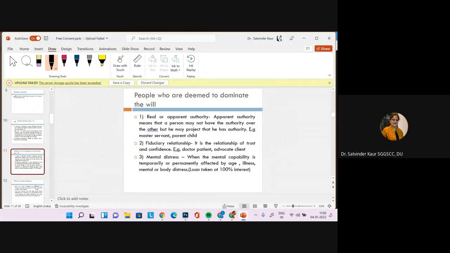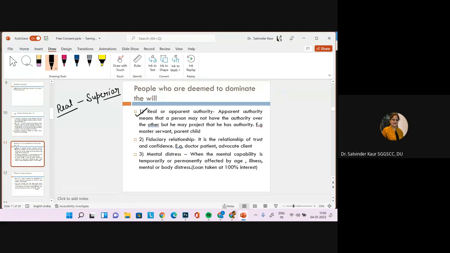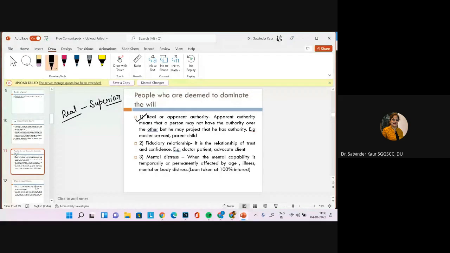So now, in continuation, we have to understand what we understand by the domination of will, or in which circumstances it is considered that even the law can presume that the domination of will must have been used. So the first situation is where there is a real or apparent authority. So if one person is in a superior position and he is authorized to guide or to direct the subordinate, or to order the subordinate, or to influence, or the other person cannot say no to the order or whatever the master has said.